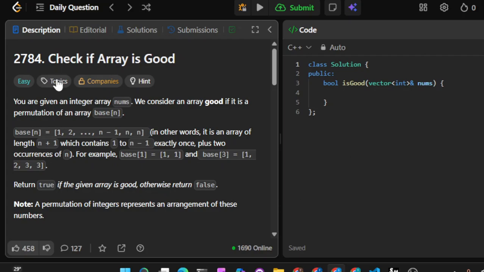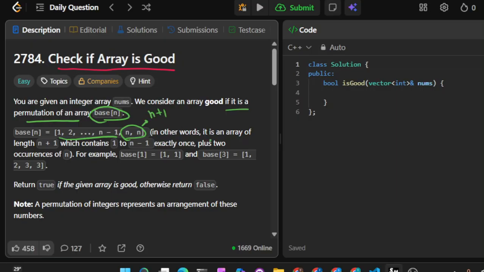So today we are going to solve another LeetCode POTD. So this question is an easy question. The question says, check if array is good. You are given an integer array nums. We consider an array good if it is a permutation of any array base n. Base n is basically 1, 2 up to n minus 1, n, n. So basically 1 to n are appearing only once and n is appearing twice. So the size would be, I guess, n plus 1.